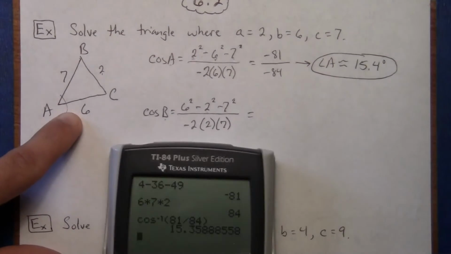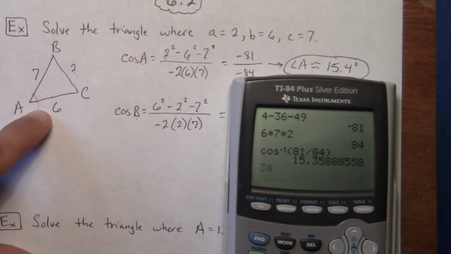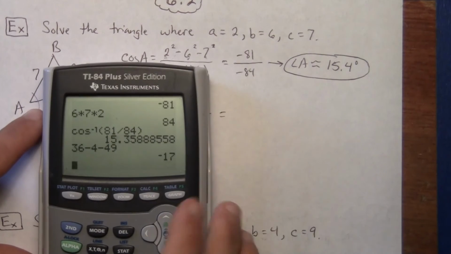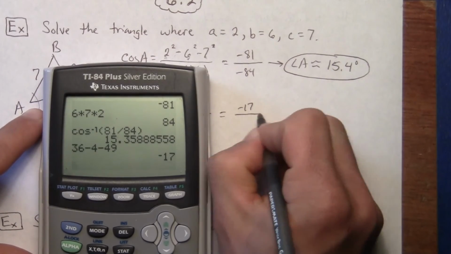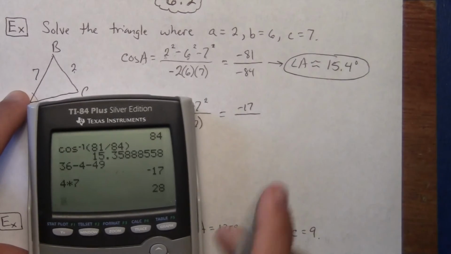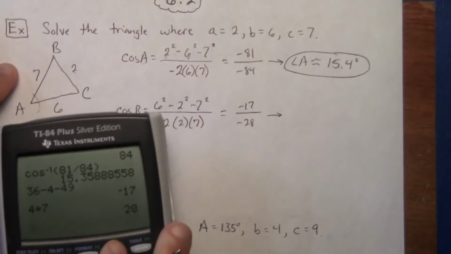Then again, use your calculator to tell me what the numerator number is and the denominator number is separately. So 6 squared minus 2 squared, or 4, minus 7 squared, or 49, gave me negative 17, divided by, I know the denominator is going to be negative, 4 times 7, I guess I don't really need a calculator for that, negative 28. Again, I like seeing those two numbers in terms of grading it.